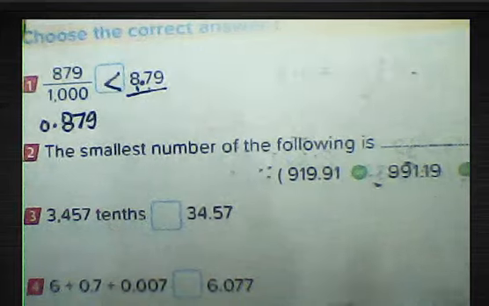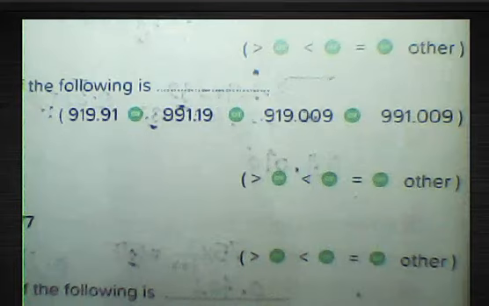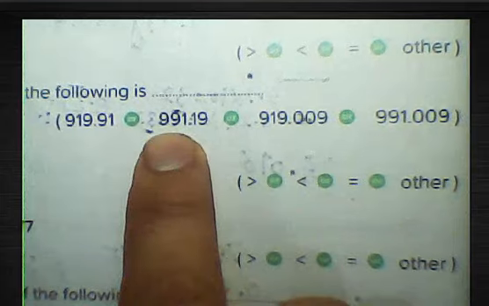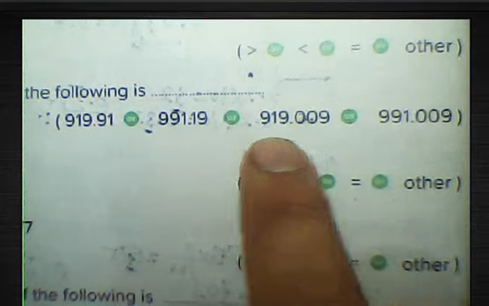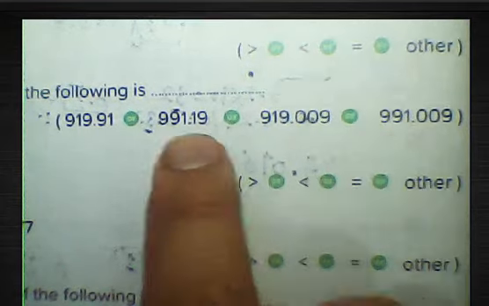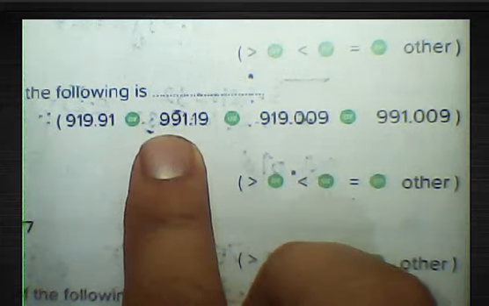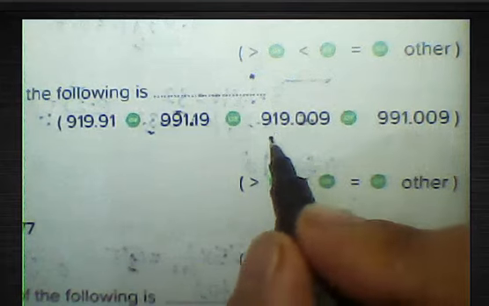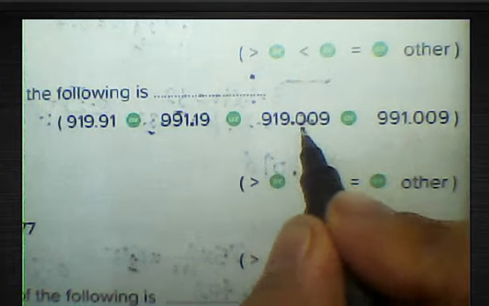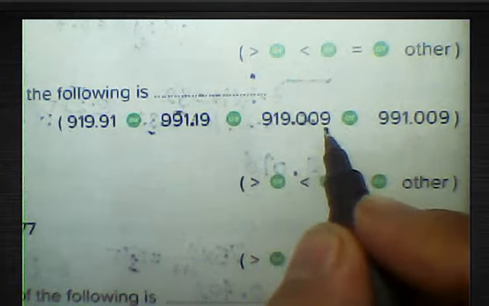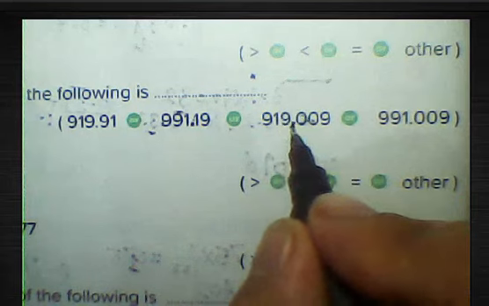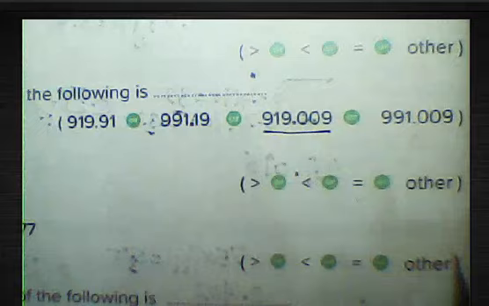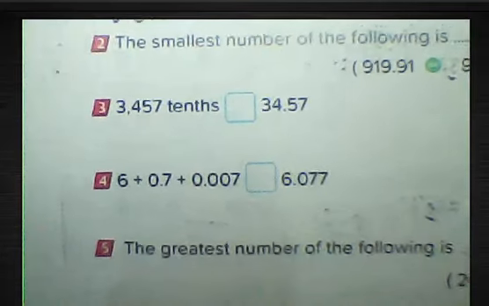The smallest number of the following, here we have 919, 991. We must compare between 919.19 and 919.009. You want to find the smallest number, it will be 919.009. This is the smallest number, okay?